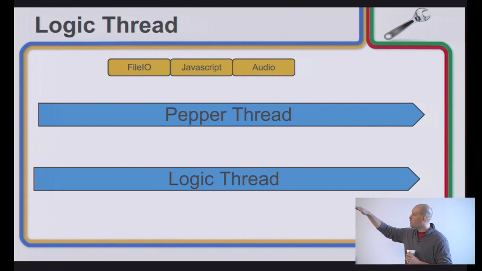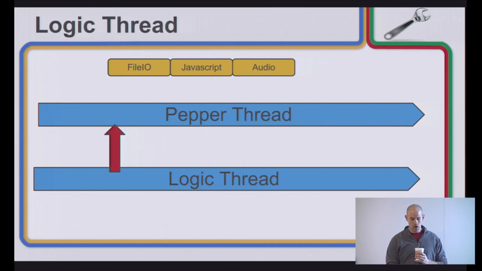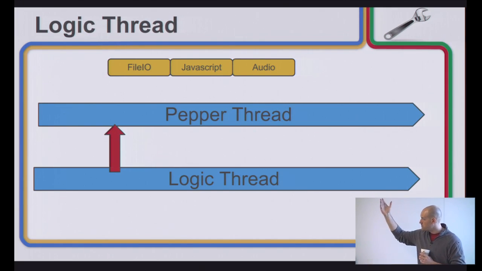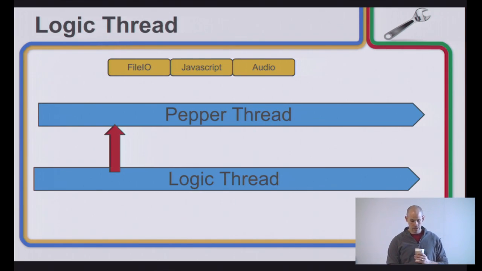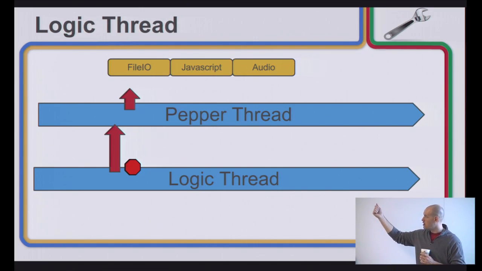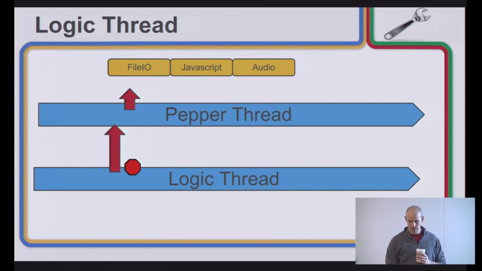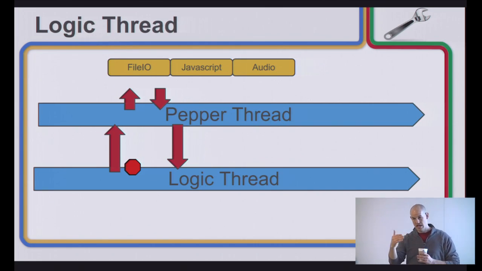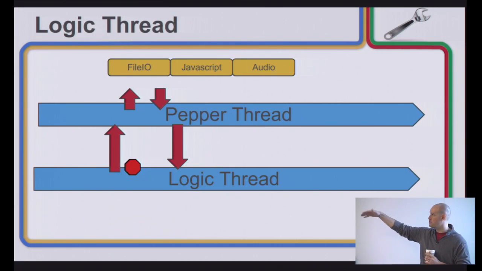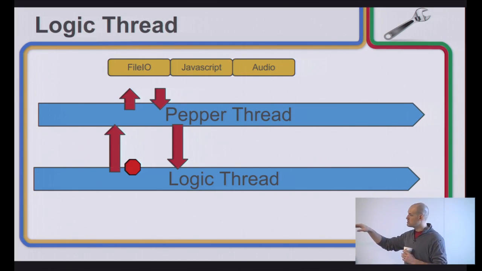The pepper thread is the only access to FileIO, JavaScript, and audio. Your logic thread should not have direct access to that. Instead, the logic thread will call specific commands, which pushes a function to the pepper thread, and then it will block. The pepper thread will then receive that function, communicate off to the lower level I/O, do its fun stuff, return that data to the pepper thread, and the pepper thread will then return that data to your logic thread in that fashion.